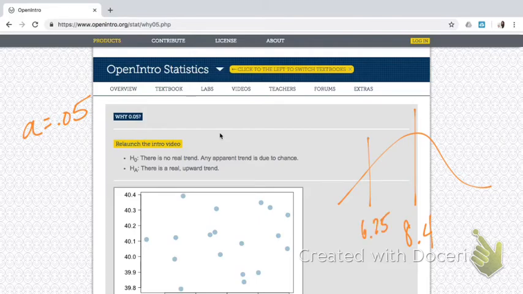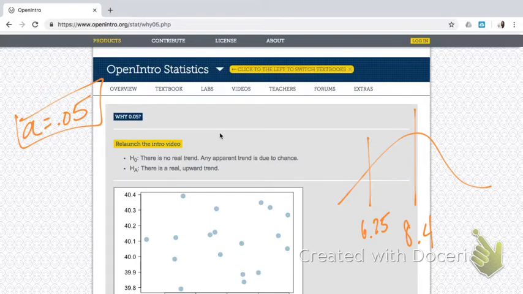5% chance of getting that sample or something more extreme. Or a 5% chance of that happening is what the alpha level is typically set at. And so as you're going through this activity, you're looking at these scatter plots and deciding, does it have an upward trend or is there nothing?